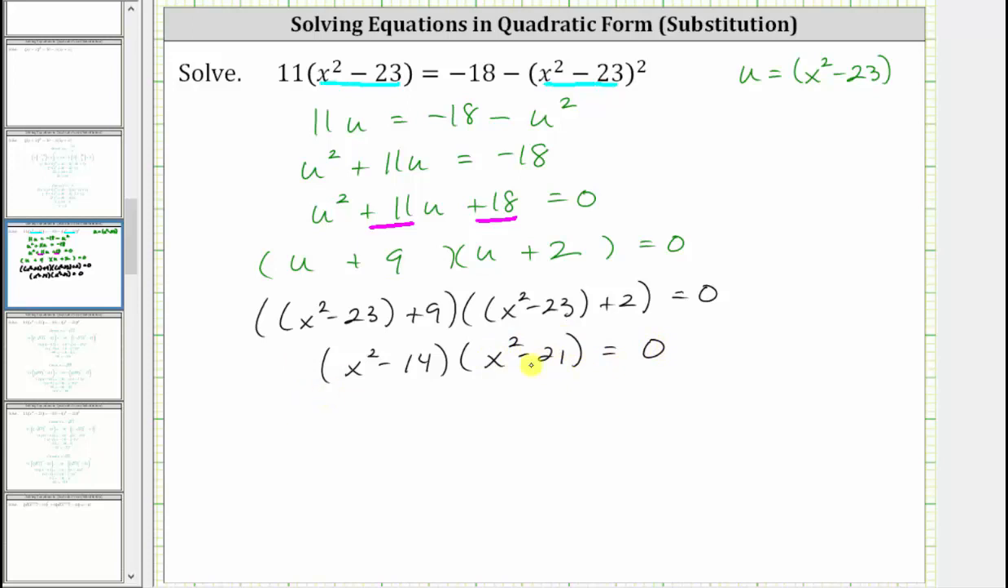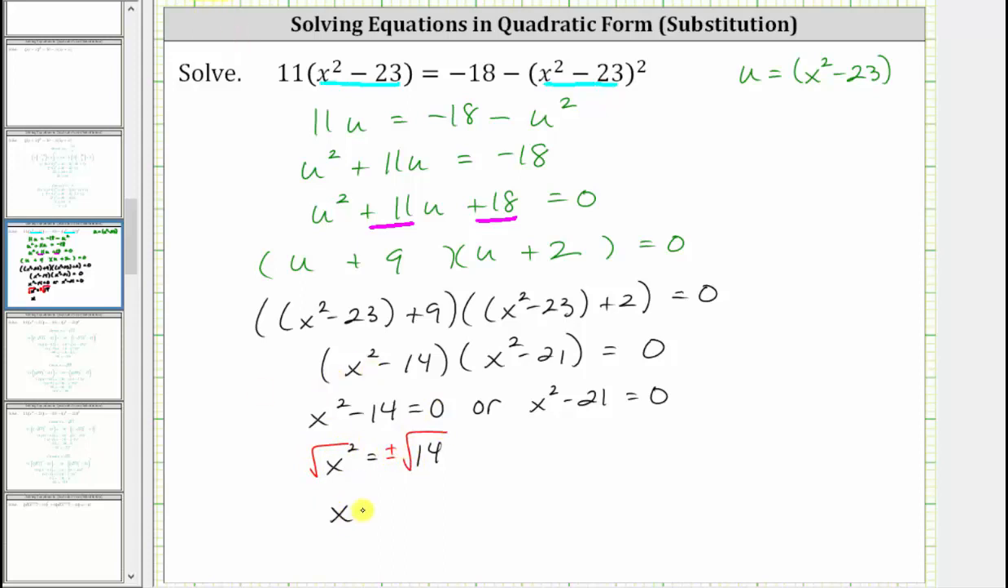Notice now we have the equation factored in terms of x, and the product on the left is equal to 0 when x squared minus 14 is equal to 0, or when x squared minus 21 is equal to 0. And now we solve both of these equations for x. Let's isolate the x squared by adding 14 to both sides, which gives us x squared is equal to 14. And now to solve for x and undo the squaring, we square root both sides of the equation. But remember, we are going to have two solutions, and therefore we include a plus or minus on the right.